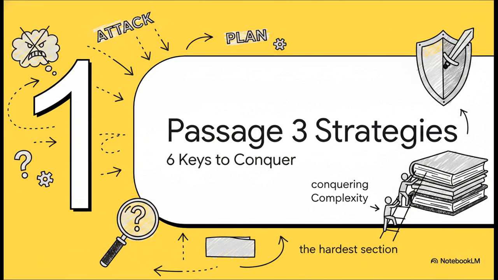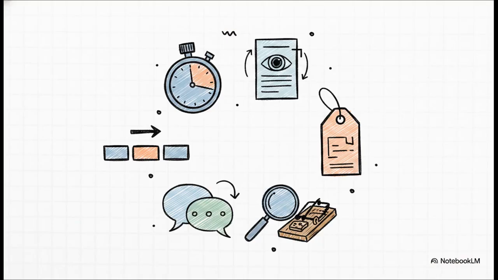You see, surviving the hardest section of the IELTS requires a totally systematic attack plan. You literally cannot just read it like a Sunday newspaper and hope for the best. Let's lock in that attack plan right now. First up, strict time management. You have 20 minutes maximum. Period. Do not steal time from passages 1 and 2 to fund passage 3.